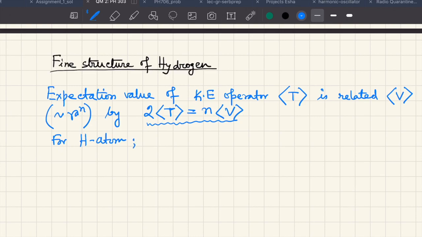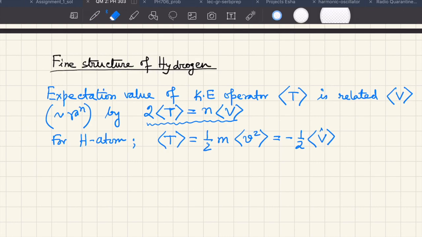So the expectation value of T, that means half m times the expectation value of the velocity squared, is nothing but minus half V, where this V is the potential. Since we are not using a hat anywhere, let's not use the hat here.